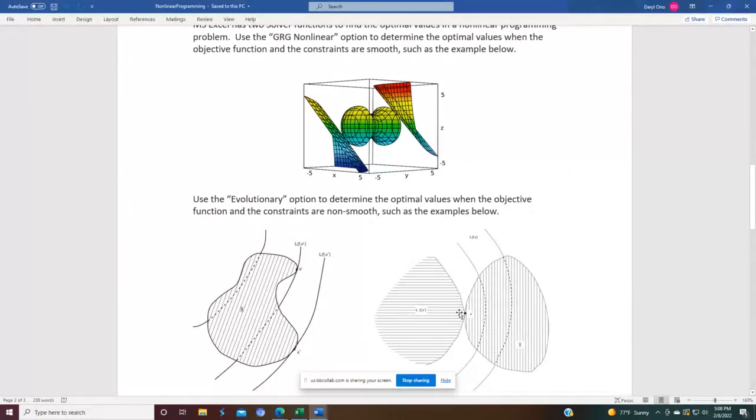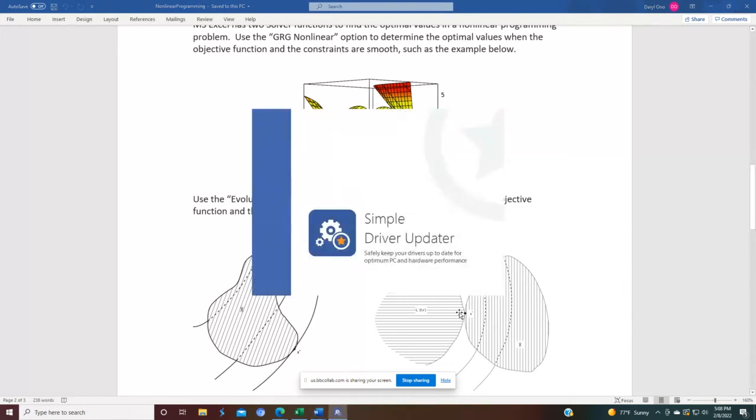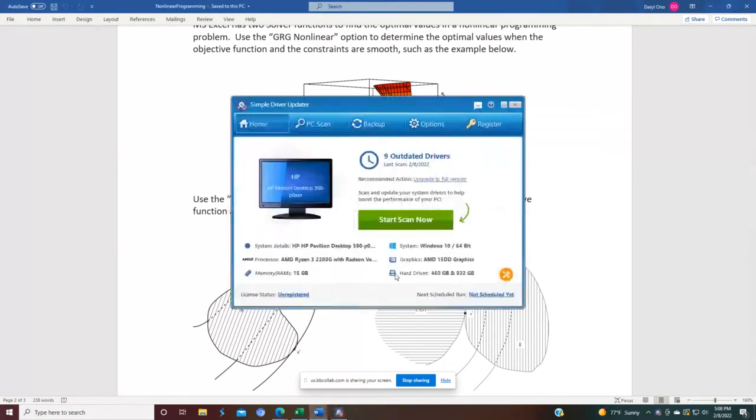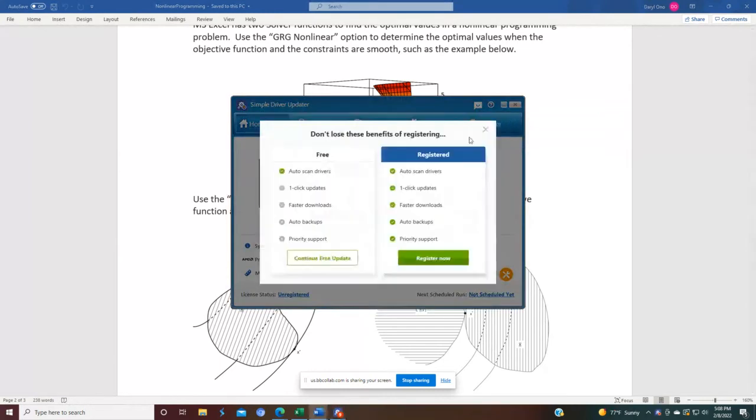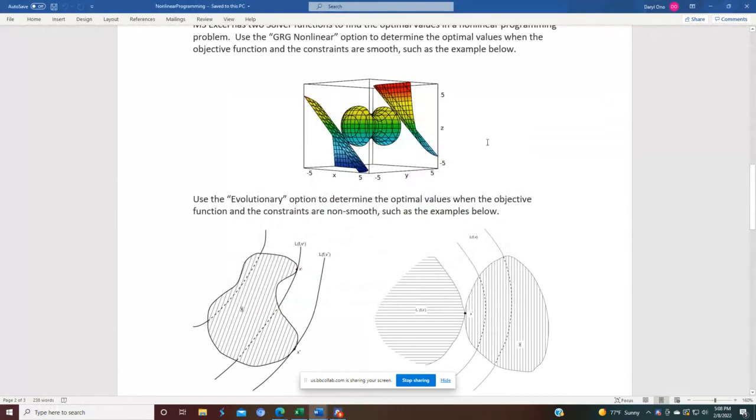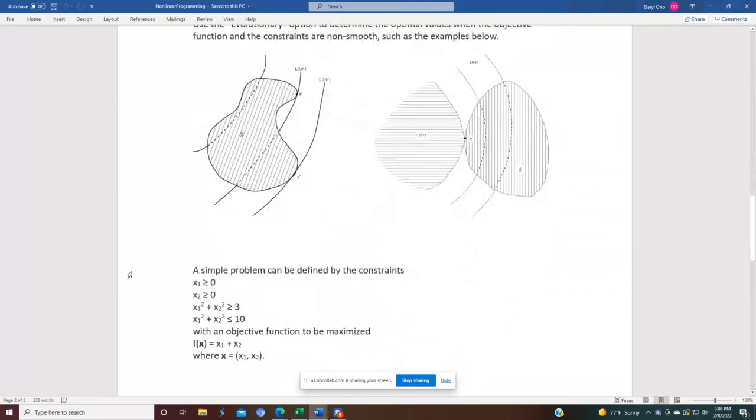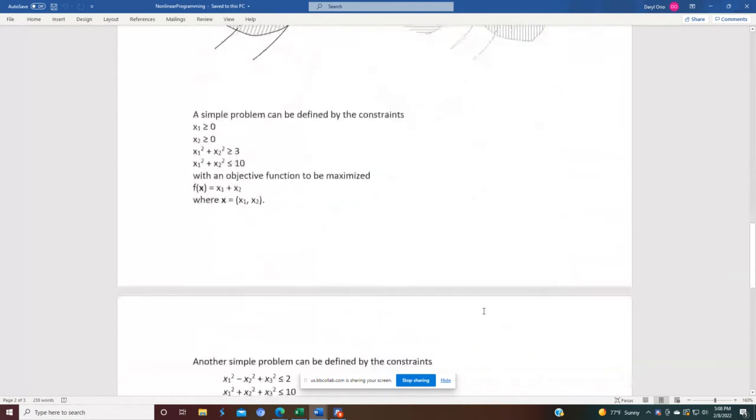Okay, so you're saying, why don't we just use Evolutionary all the time? Remember that GRG Nonlinear and Evolutionary are basically approximations. GRG Nonlinear, when it's smooth like this, is a better approximation than Evolutionary. Okay, so you're saying, when do we use something like this? This is more common in real life. We'll solve this problem here.